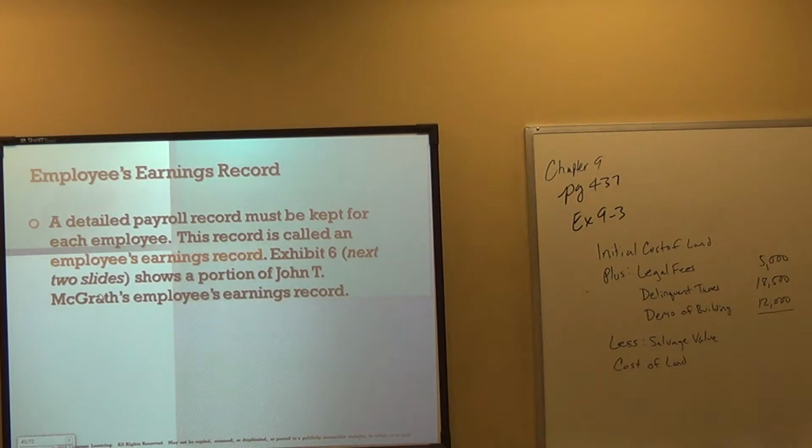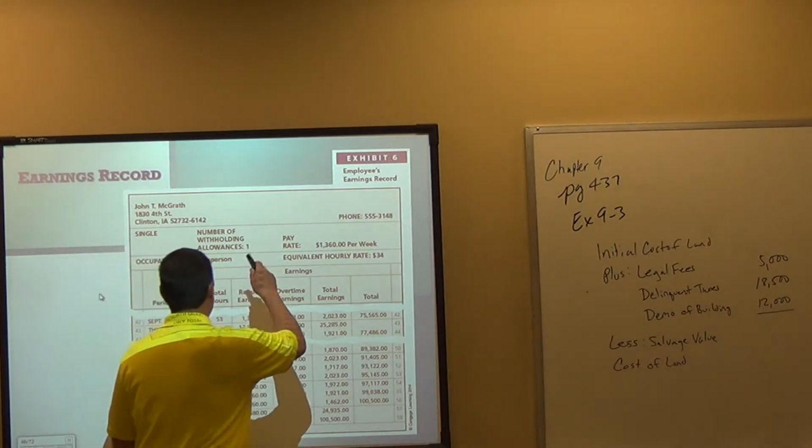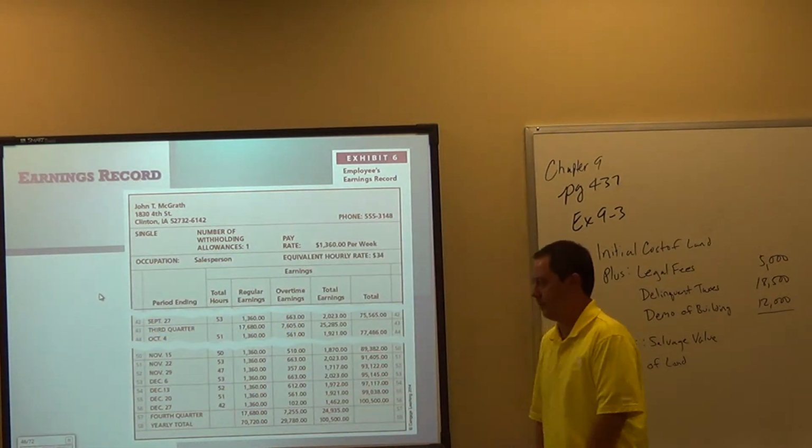All right. So a detailed payroll record must be kept for each employee. This record is called an employee's earnings record. So we must have detailed information on those things there. One of the reasons is we've got to do a W-2 at the end of the year. So we must have all that stuff there. So we have all of this information, and that's what we use to compile all of that information for tax purposes.